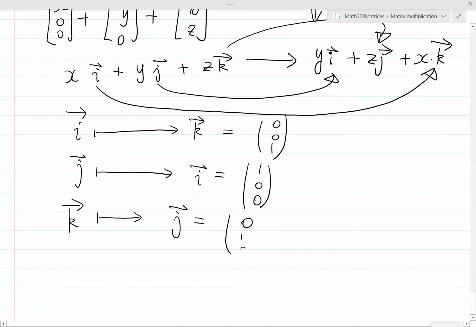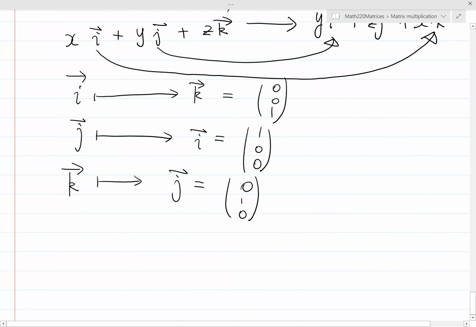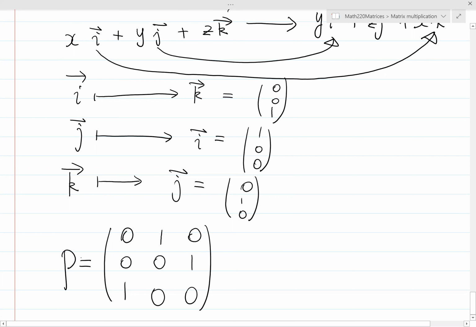So we can write, the image of I is the first column of the map. What's the first column? The first column is the output of I, the second column is the output of J, the third column is the output of K. So first column, output of I, which is 001. The second column, output of J, which is 100. Third column, output of K, 010. So actually, this is the P.